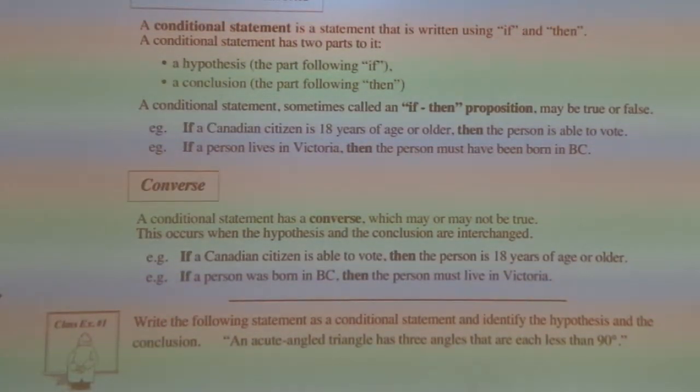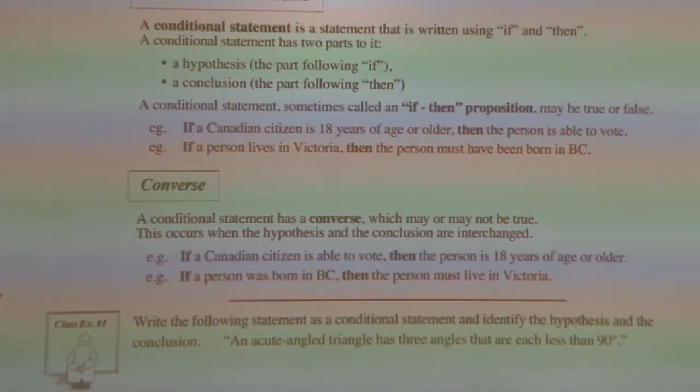So we have these conditional statements. A conditional statement is an if-then statement. The hypothesis is your if, the conclusion is your then. So if a Canadian citizen is 18 years of age or older, then the person is able to vote. If a person lives in Victoria, then the person must have been born in BC. So which of these two statements is true? Or are they both true?